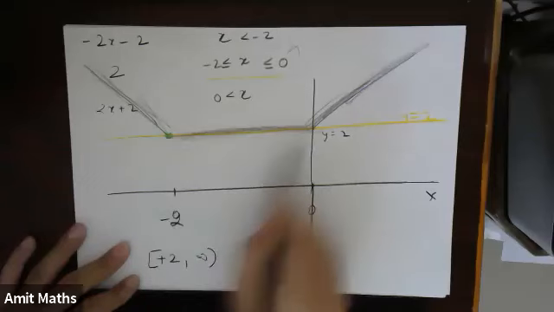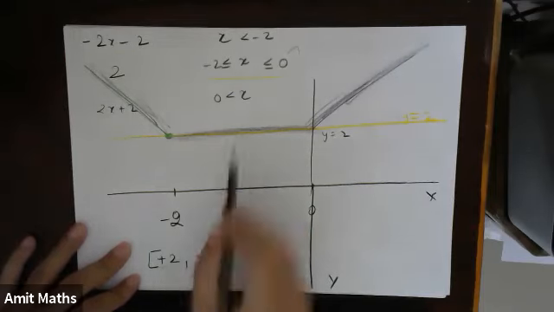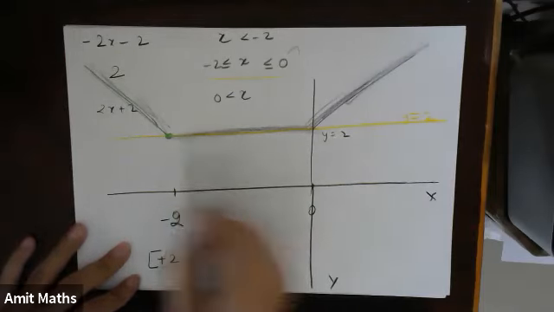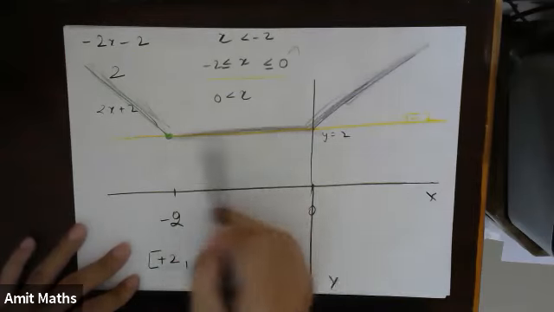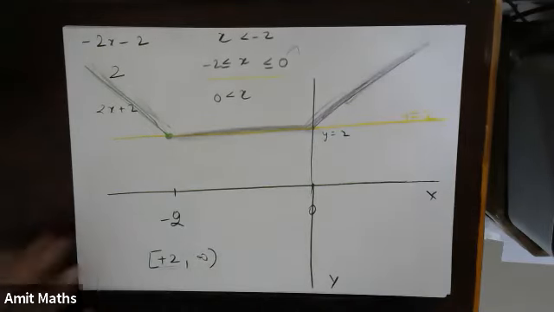Will move on to infinity. Just here I have written minus 2, so just correct that. This was from minus 2 to 0. The minimum value of the function was 2, and then it was moving to infinity. So the range will be from 2 to infinity.